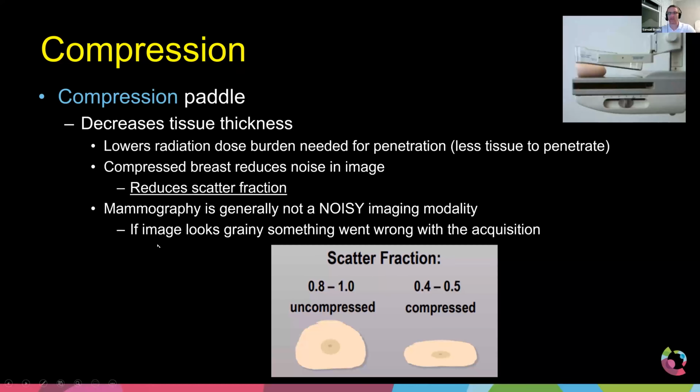And if you ever expose a mammogram and you look at it and it's very noisy, something has horribly gone wrong, because most mammograms are not noisy: we can compress the breast and the system will be able to compensate and get the right amount of photons through. So if the image looks really noisy, typically one of two things has happened. One, the compression paddle has failed to get you the right compression force or pressure. Or two, if it's contact breast, you may have taken out the grid and not put it back in, and so the system has not given you enough photons.